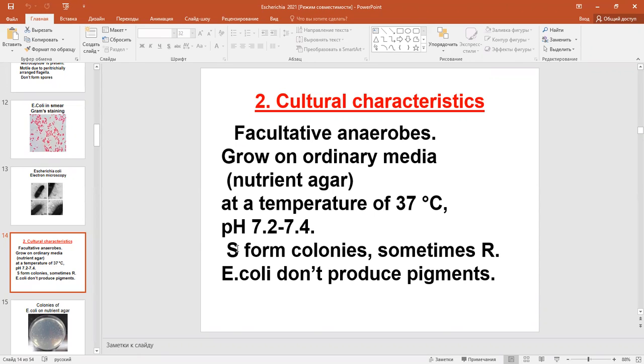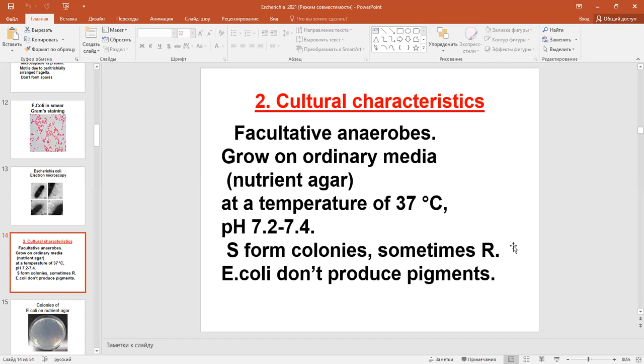S means smooth. Smooth colonies are elevated colonies with a smooth surface and circular ends, and R-type colonies are flat colonies with a rough surface and irregular ends. You should know this from last semester, when you studied types of colonies.